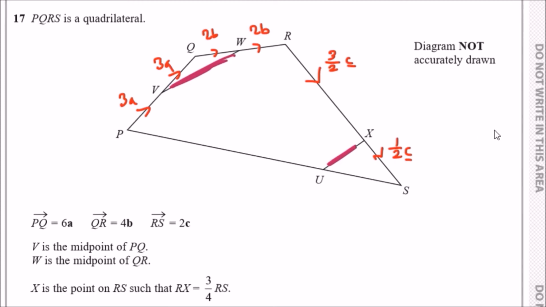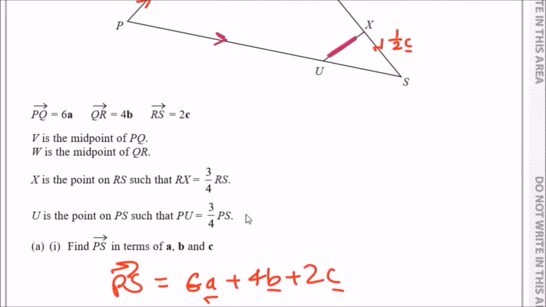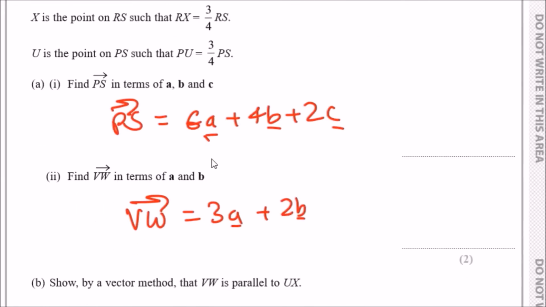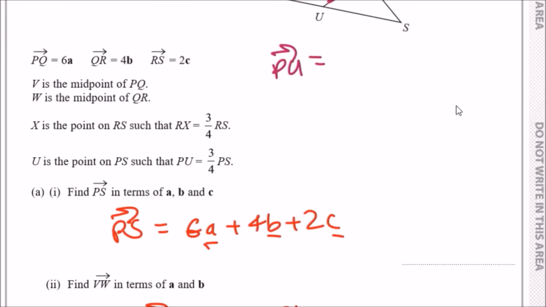Well, to get from U to X, we don't have it yet because we don't have a vector for P to U or U to S. So I'm going to try and calculate a vector going from P to U, because we know that P to U is 3/4 of P to S. So P to U is going to be 3/4 of this. So 3/4 of 6 would be 4.5a plus 3b plus 1.5c.